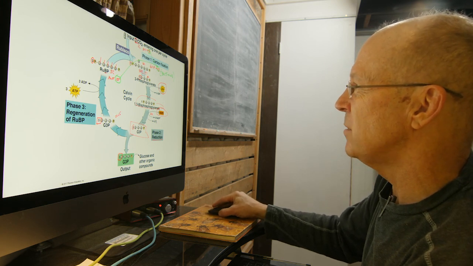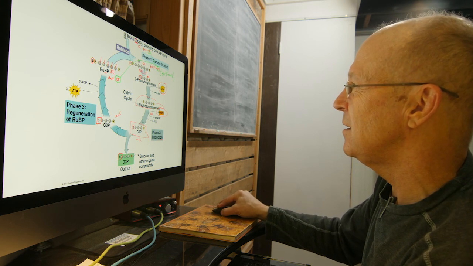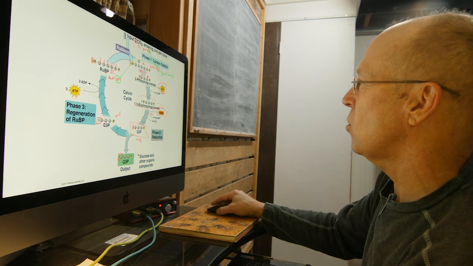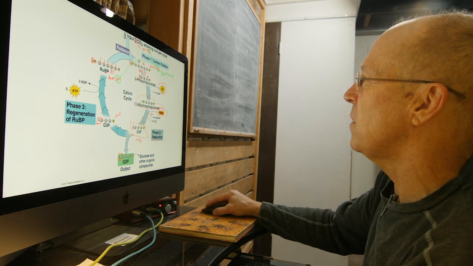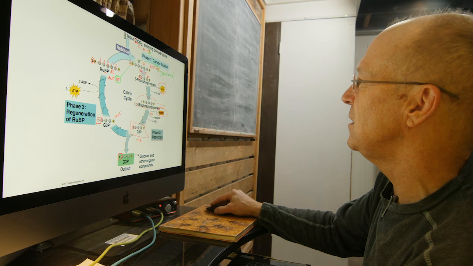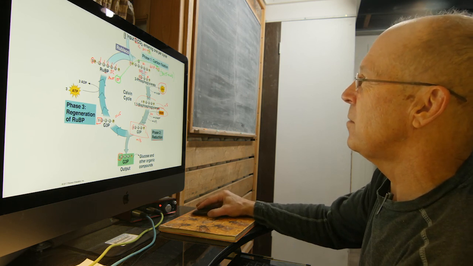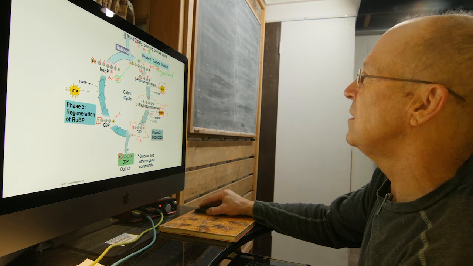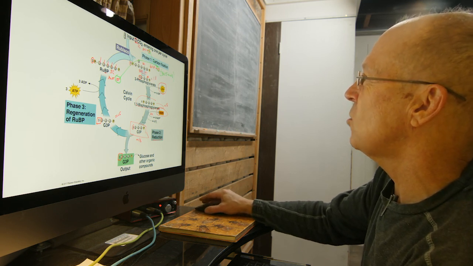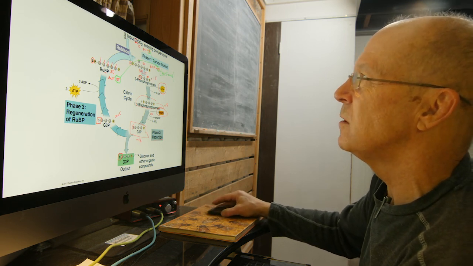If you add up all your carbons here, there's a total of 18. If you add up all your total carbons here, there's 6 of those molecules. 6 times 3 equals 18. So everything stays symmetrical all the way through. Same thing here: 6 3Cs, a total of 18. So all that math just holds.